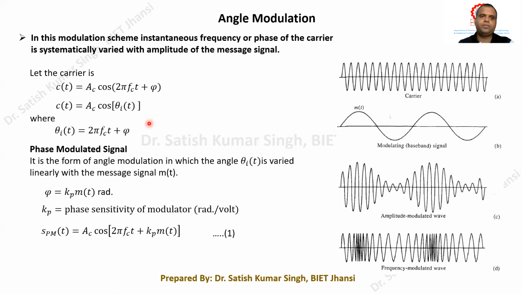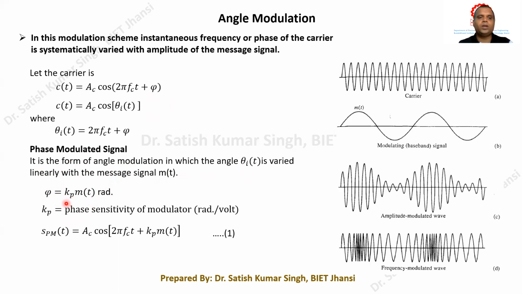The definition of the phase modulated signal you can write in this form: it is the form of angle modulation in which the angle theta_i(t) is varied linearly with the message signal m(t). Or you can write that the phase part of this carrier signal is varying linearly with the message signal. So here we can write phi equals kp m(t). Phi is directly proportional to m(t), and after introducing the proportionality constant, we write phi equals kp m(t) radians.